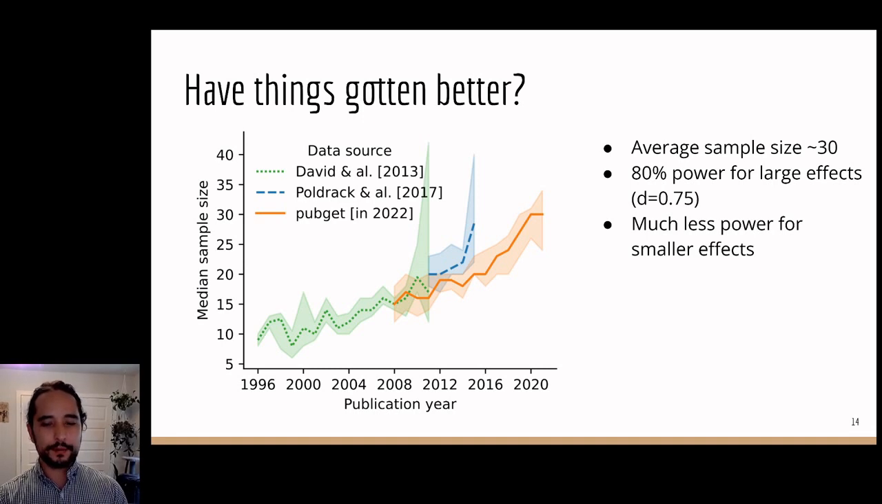So okay, this is a problem, and we've been talking about this for years. People at OHBM and other conferences have been saying this is a problem. So have we gotten better? Are we in better standing? And unfortunately, it doesn't really look like it.